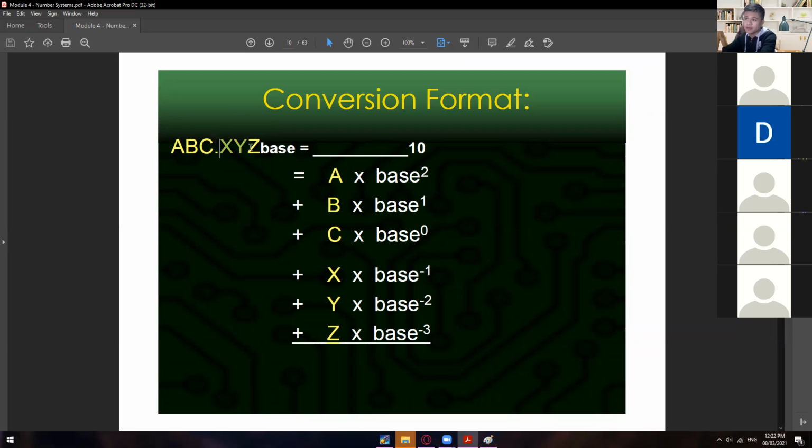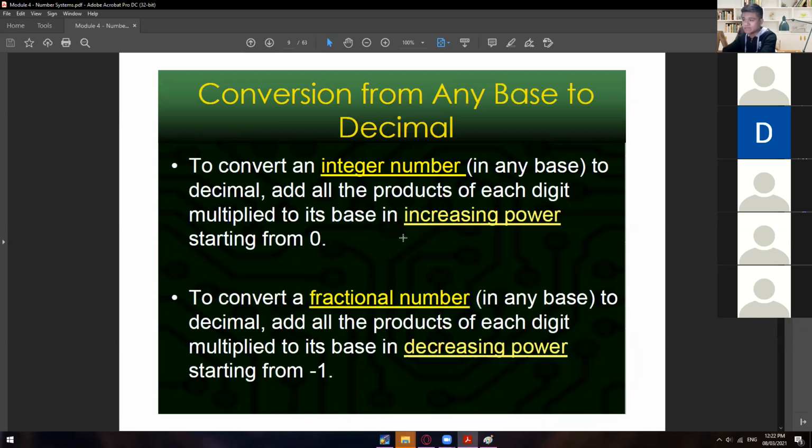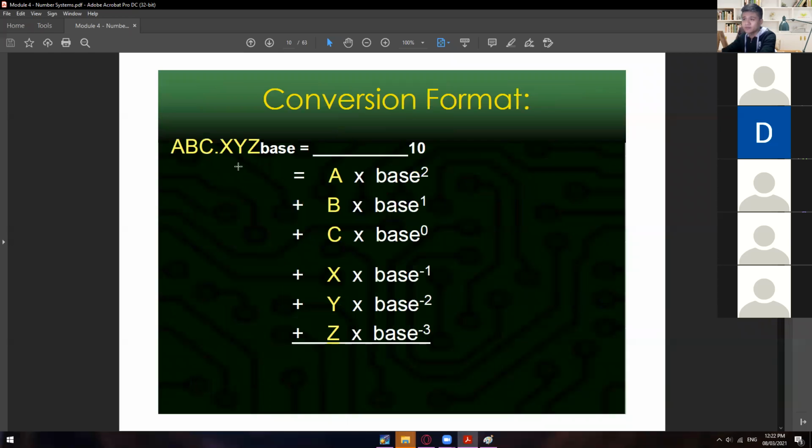And then for the fraction part, it is mentioned here that it is in decreasing power starting from -1. So -1, -2, and then -3. That is why we have here raised to -1, raised to -2, and then raised to -3. Right? And then just do the math. Just add all of them, and then you will get the answer for the decimal.